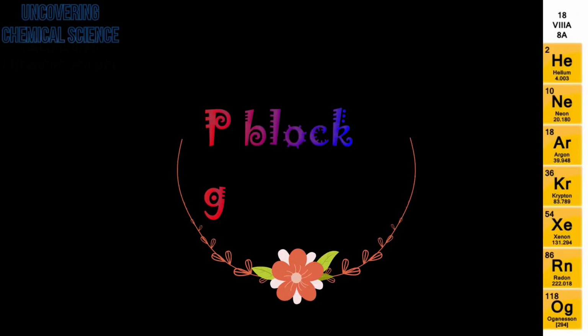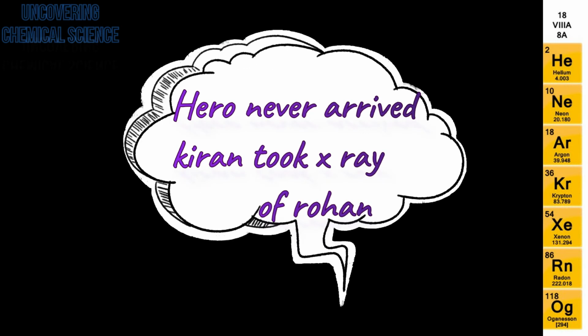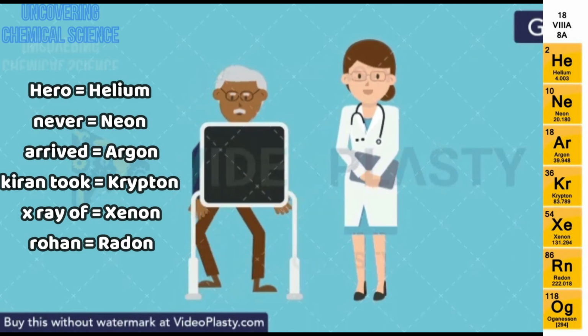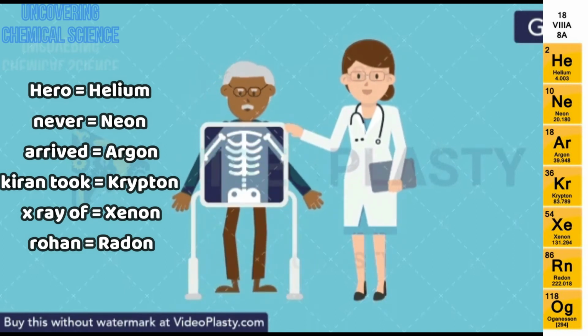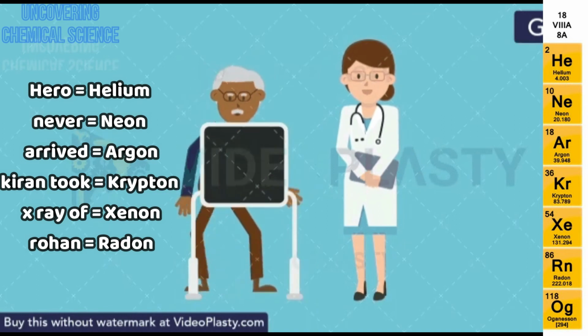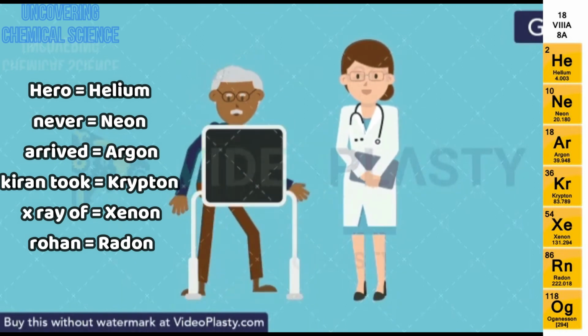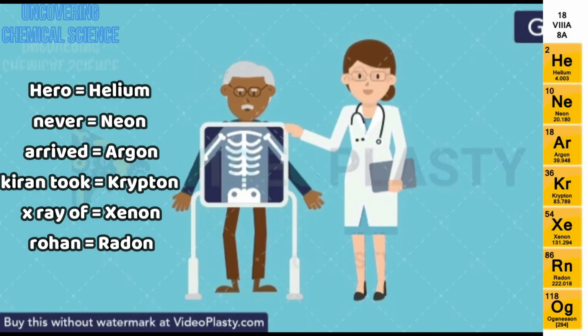Now we will move to the last group, that is group number 18, which is known as noble gases, and the mnemonic for it is Hero never arrived, Kiran took X-ray of Rohan. Hero is used for helium, which is represented by He. Never is used for neon, which is represented by Ne. Arrived is used for argon, which is represented by Ar. Kiran is used for krypton, which is represented by Kr. X-ray is used for xenon, which is represented by Xe. Rohan is used for radon, which is represented by Rn.